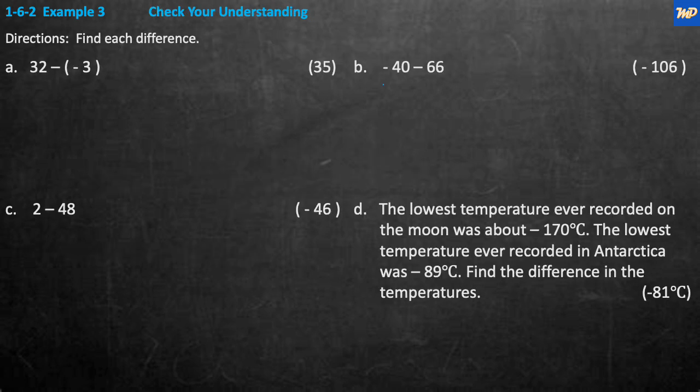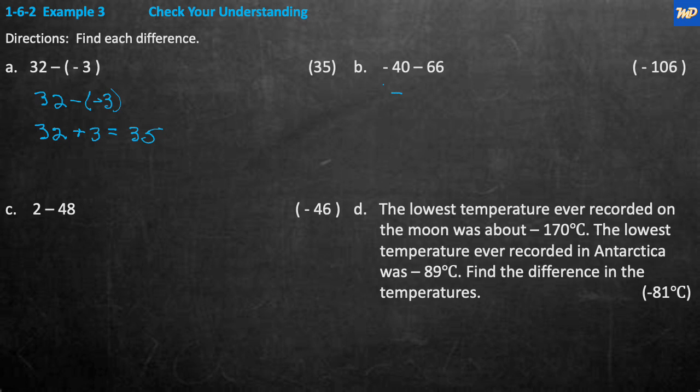Okay, example 3, check your understanding. Problem A: 32 minus a minus 3, according to our rule, should be rewritten as 32 plus 3, because these two negatives create a positive. A negative times a negative is a positive. And that answer will be 35. So you see this combination here, it's pretty straightforward.